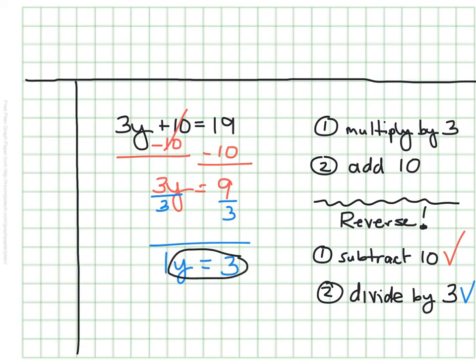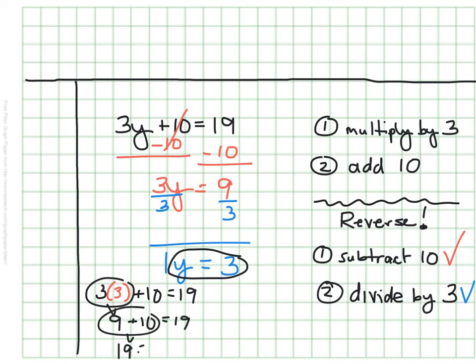That's what I'm coming up with, but I always want to substitute it to check. So I'm going to take y and substitute 3 for it. So 3 times 3 plus 10 equals 19. 3 times 3 is 9, plus 10 does in fact equal 19. So I know my equation works. I know my answer here was correct.